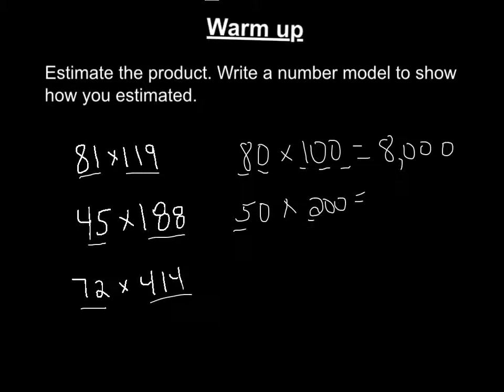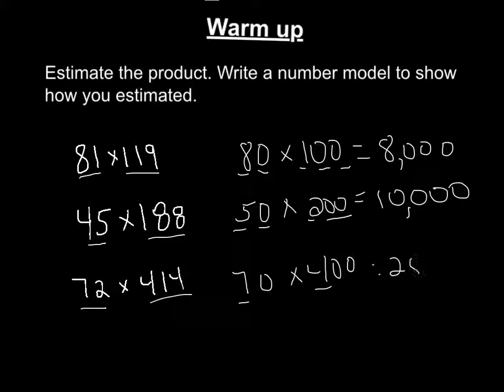5 times 2 is 10, and we still have to add our 3 zeros. 1, 2, 3. 10,000. And 72 times 414 could be rounded to 70 times 400. 7 times 4 is 28, and we have our 3 zeros we have to add. So 28,000. You can erase your board and set it to the side.